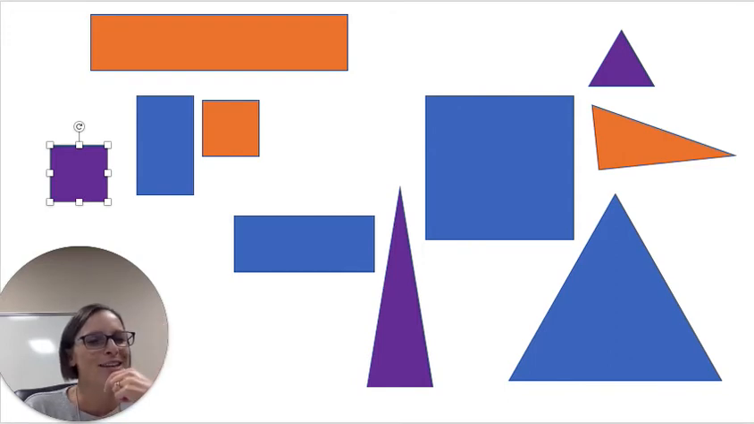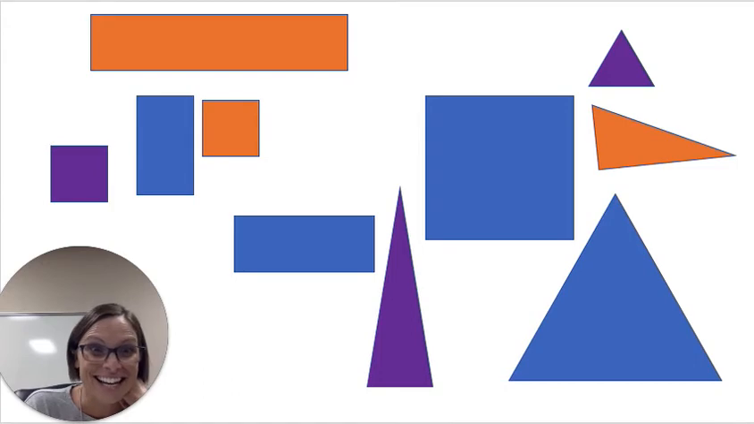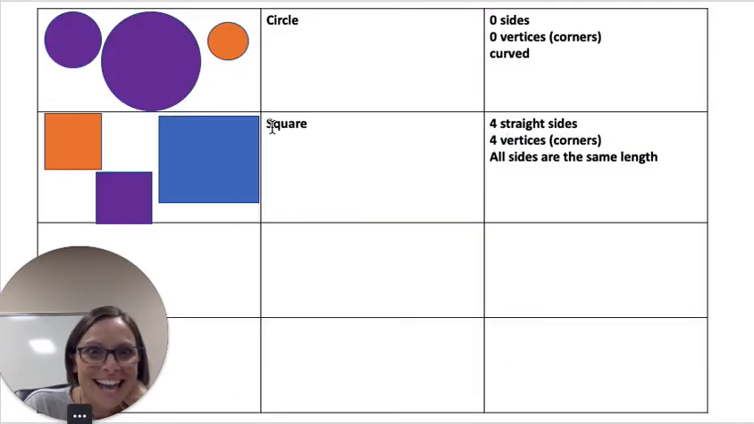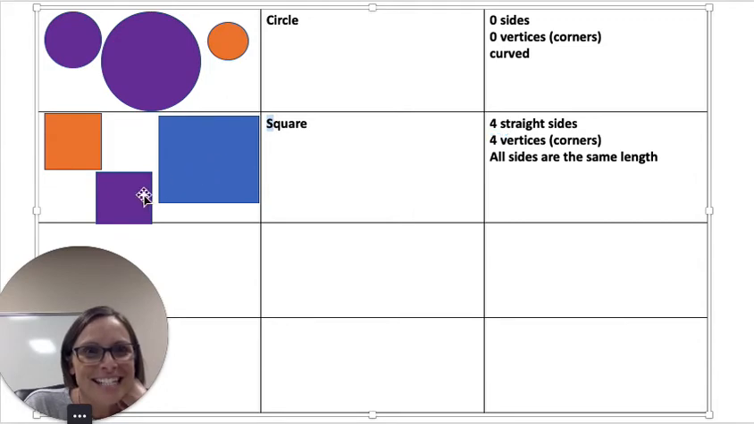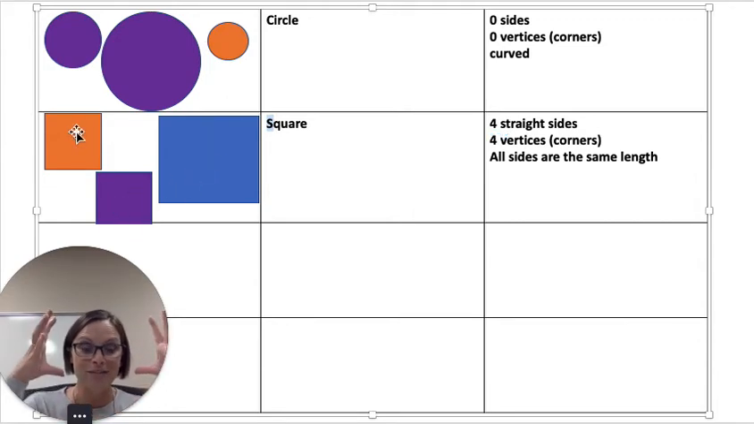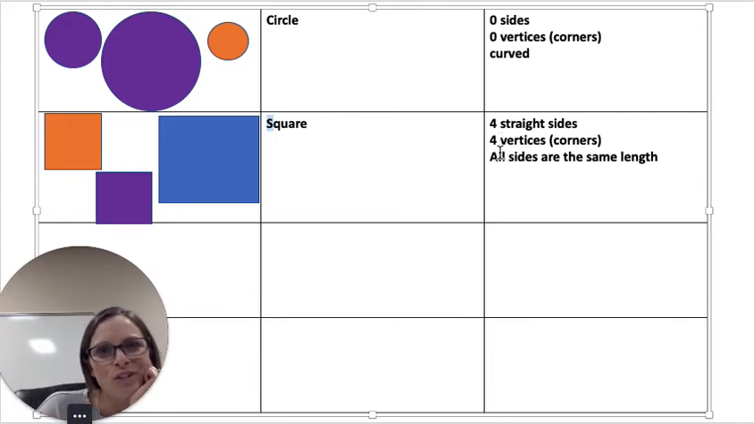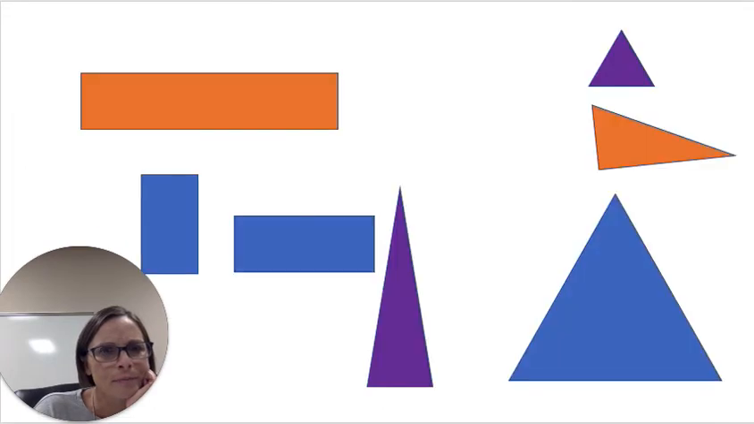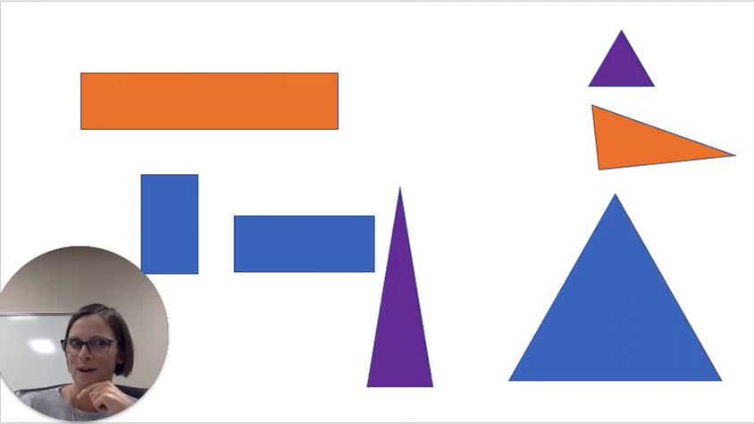Now before I go to the next slide, square. What would be the first letter of square? S, right? Oh, look, and there's the S. Now when I study these, doesn't matter the size, if it's big or small, a square is still a square with 4 straight sides, 4 vertices or corners, and all the sides are the same length. You know, I remember a fun fact about a square. I think a square is a special kind of rectangle.